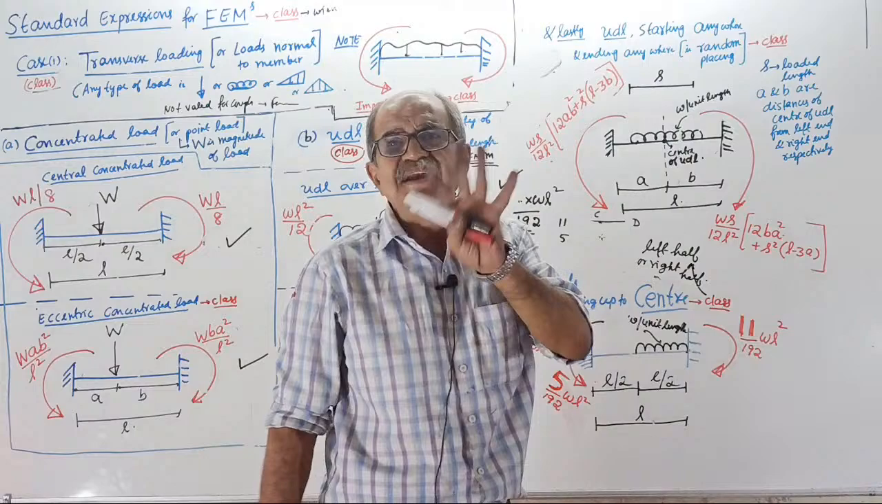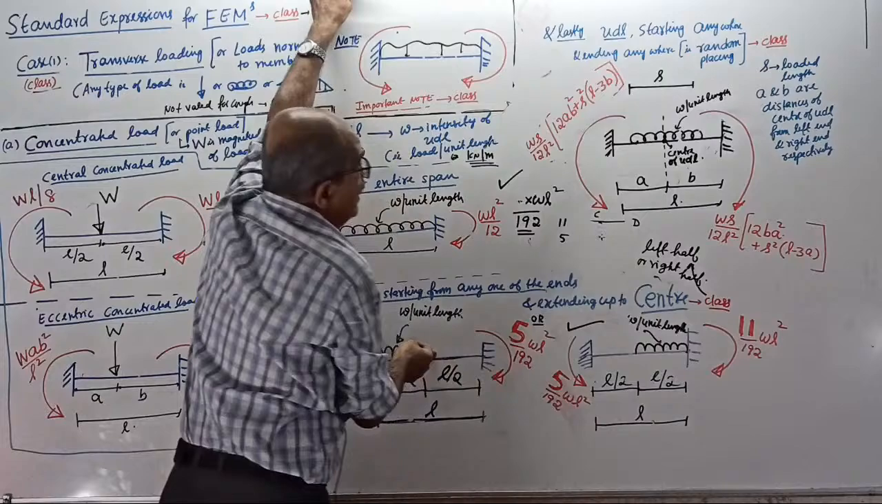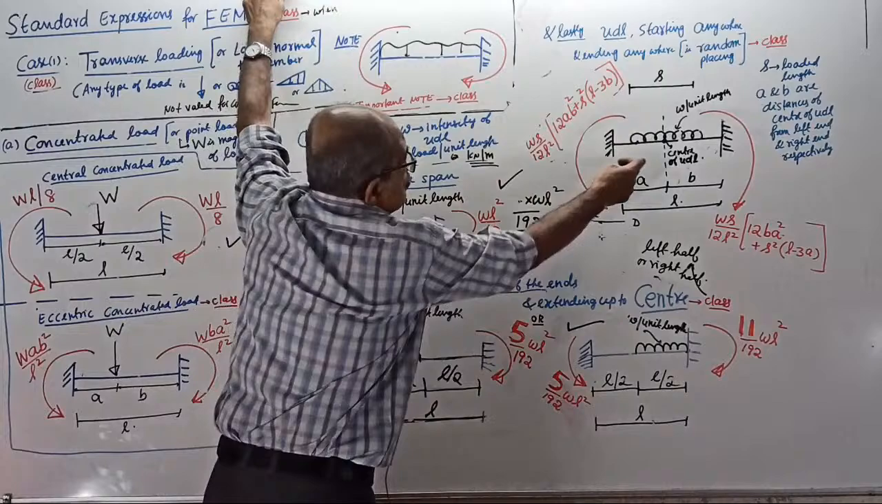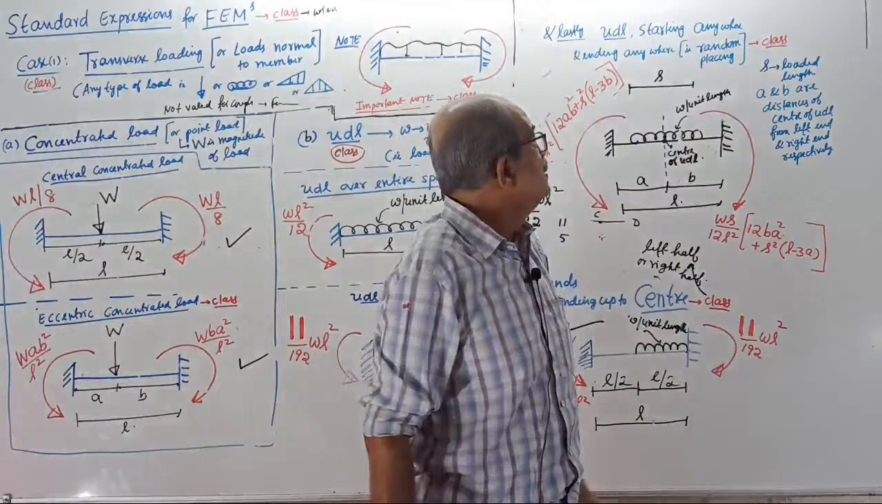Okay. Now, see, class. This is the general formula. This formula can be used here or here. If you use that formula here, you get these two answers. If you use that formula for this one, you get this answer. This is a general case. So, class, I told, everywhere you place, there is no condition of placing.